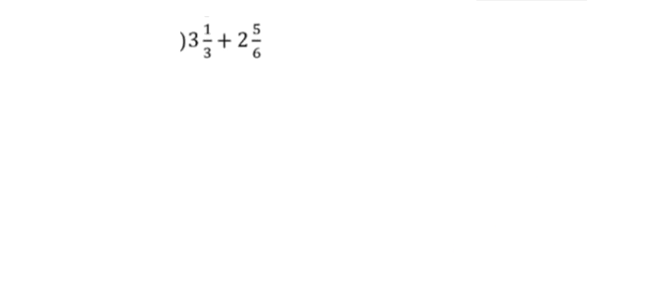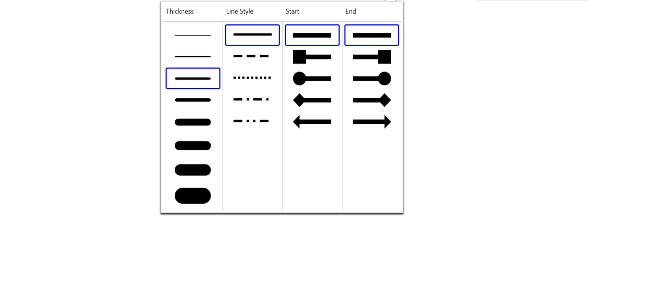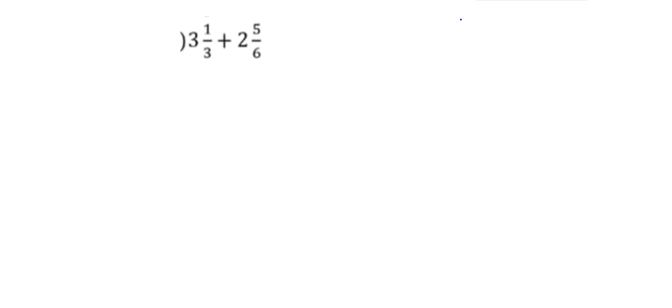The first one is just adding fractions. I have 3 and 1/3 plus 2 and 5/6. First thing I need to do is put it in improper fractions. So I'm going to do that. 3 times 3 plus 1. 3 times 3 is 9, plus 1 is 10. So I have 10 over 3. Then 6 times 2 is 12, plus 5 is 17. 17 over 6.